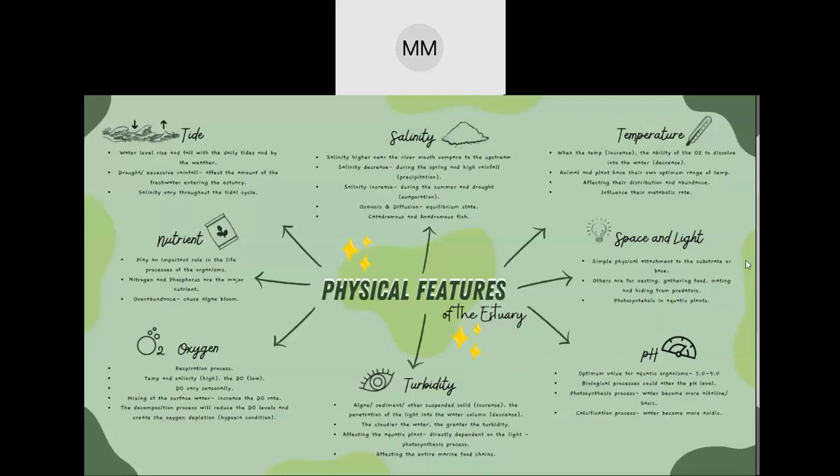The increase in suspended particle material inside the water column will affect the penetration of the light that can enter the water column. The cloudier the water, the greater the turbidity. And this will most probably affect the aquatic plants, which are the phytoplankton, which are directly dependent on the light to perform the photosynthesis process. And when this happens, it will affect the entire marine food chain.